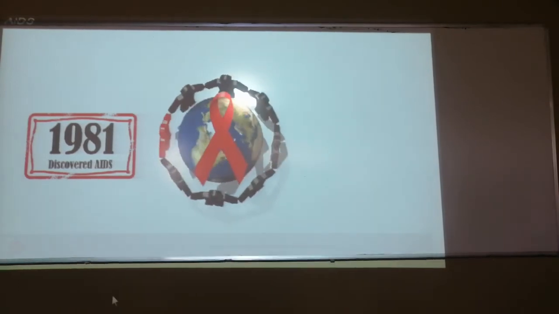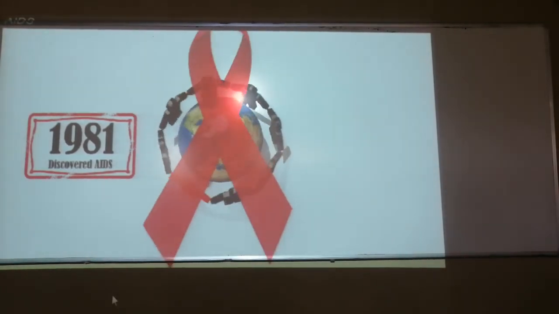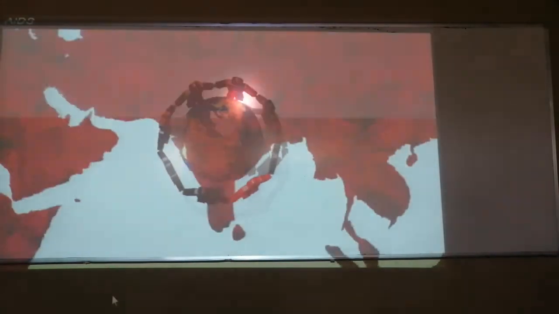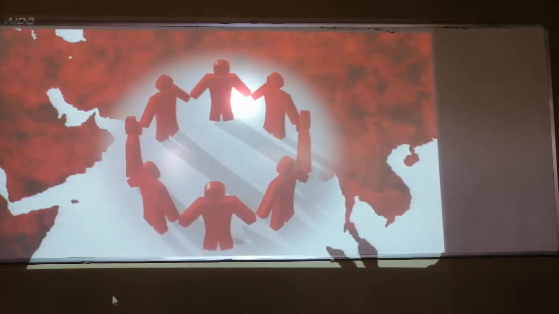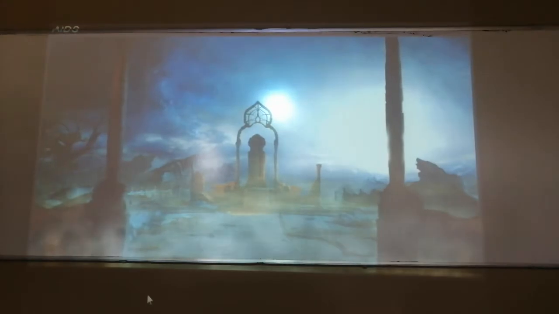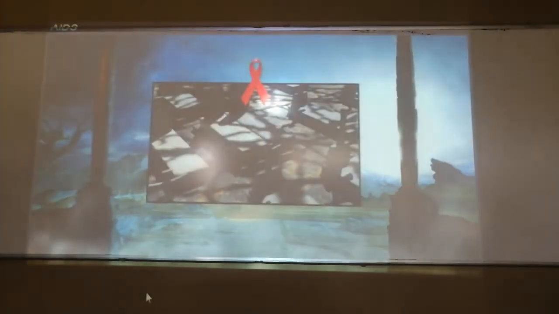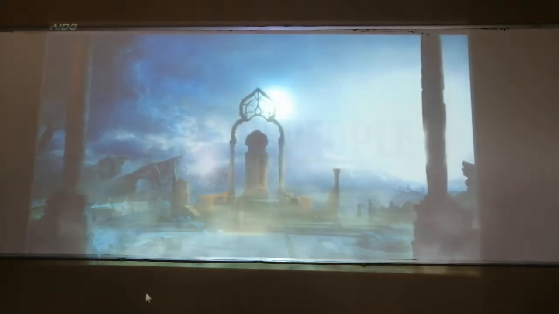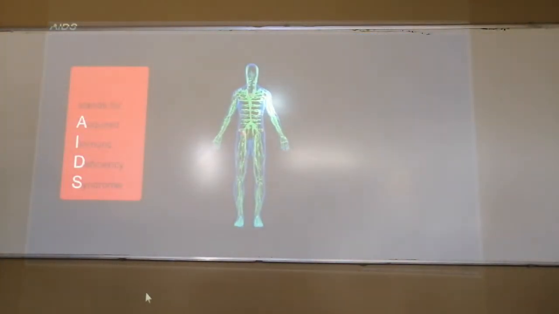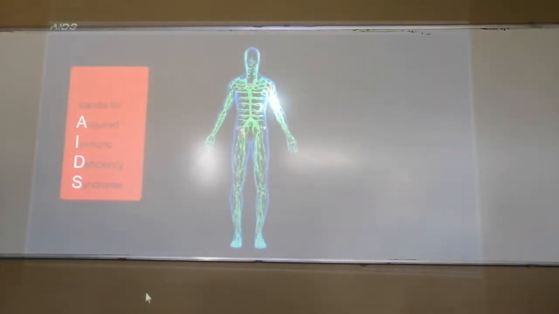So when AIDS was discovered, it was the year 1981. From that time till now, many people have been killed by AIDS, and till now the vaccine has not yet been prepared. There are certain drugs available. The full form of AIDS is acquired immunodeficiency syndrome.